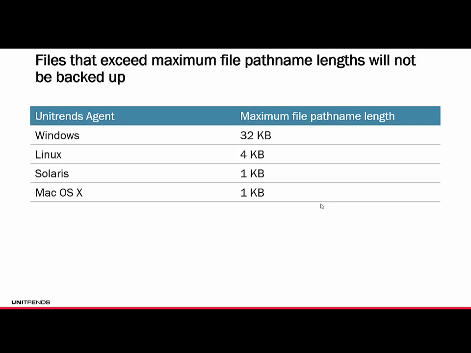We talked about that maximum path length for the exclusion list or inclusion list, but here we're talking about a little bit different. These are the path names for the entire file structure itself. If you have files that exceed the maximum file path name length, they won't be backed up. So for our agents running Windows, that max is 32 KB, 32 kilobytes. For Linux, it's 4 kilobytes. For Solaris and Mac, it's only 1 kilobyte each.